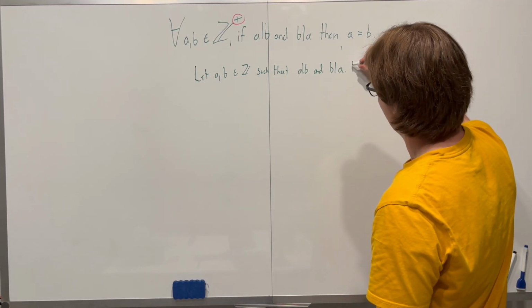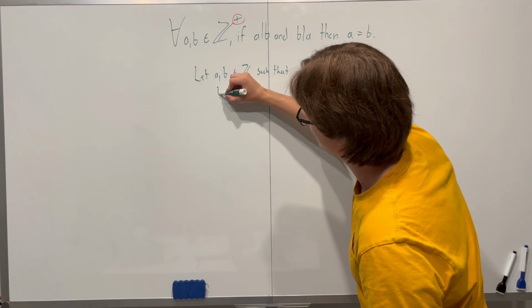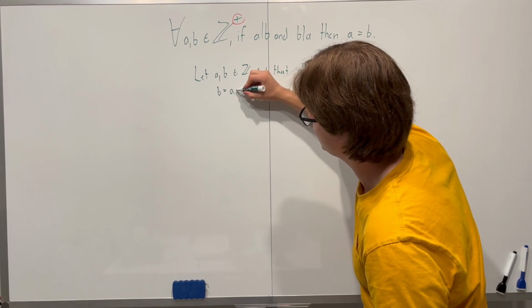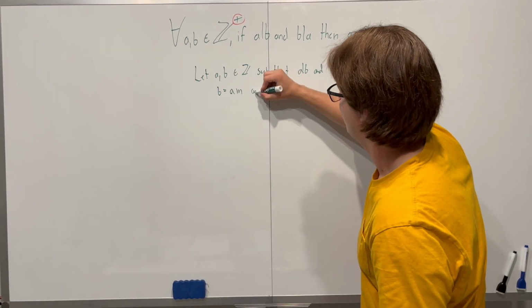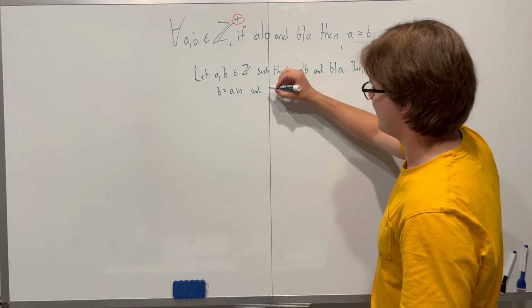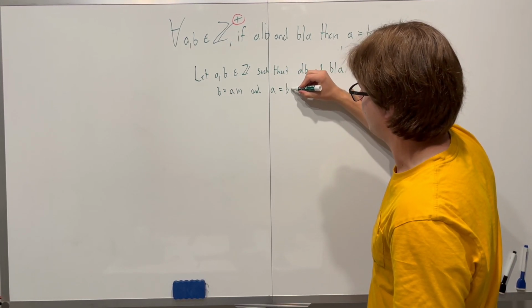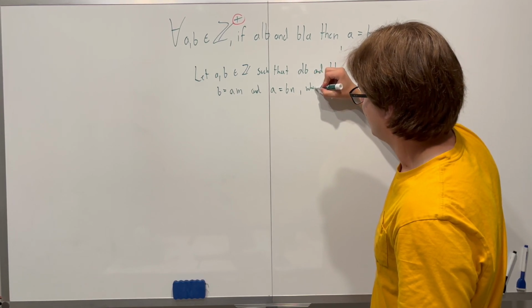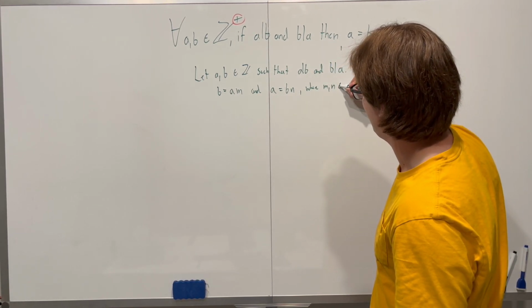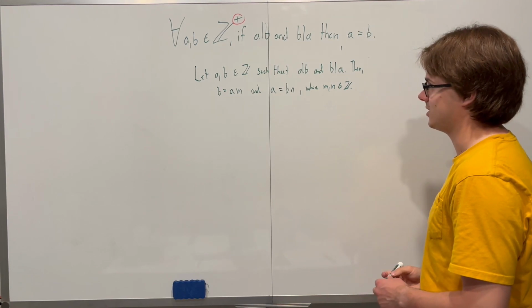What that means is that b must be a multiple of a, or b must be a times m, and for b to divide a, it must be that a is a multiple of b, so a must be b multiplied by n, where m and n are integers. Fantastic. Okay.